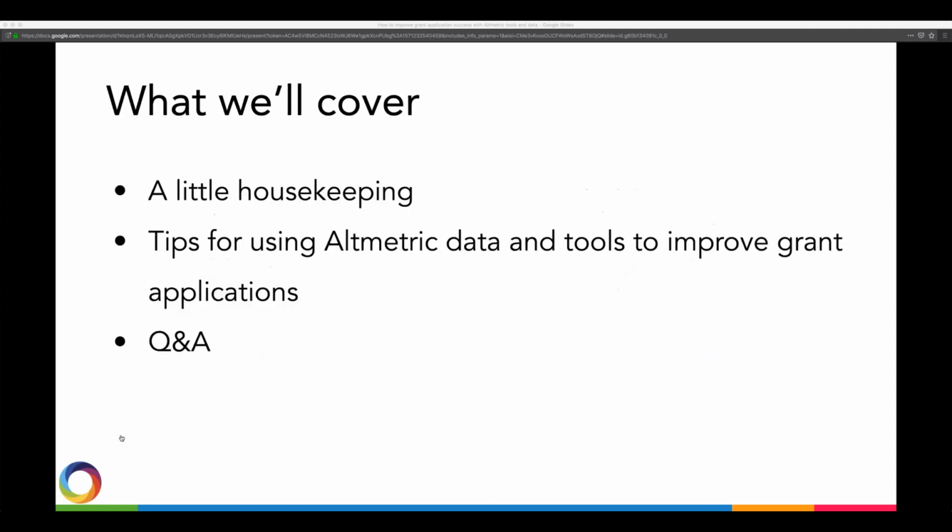So if we just carry on, I'll go over what we'll be covering today. We're going to kick off with a little bit of housekeeping just to make sure everyone has the best webinar experience they can. Then we'll dive into the tips for using Altmetric data and tools to improve grant applications. That's with my colleague Stacey. And then at the end, we'll leave some time for Q&A.